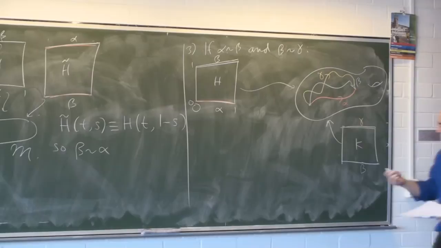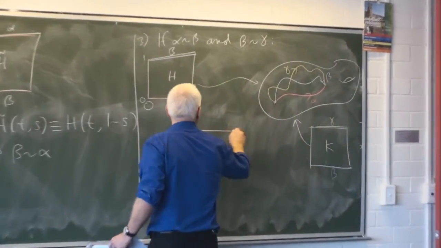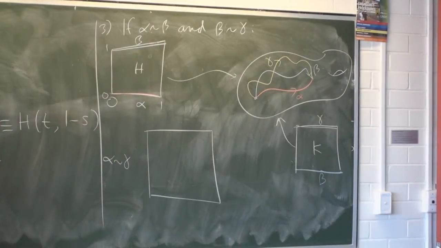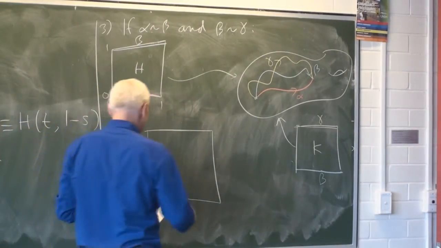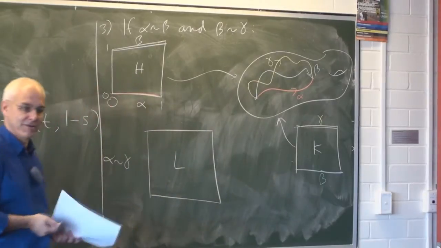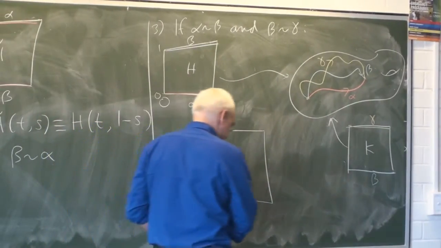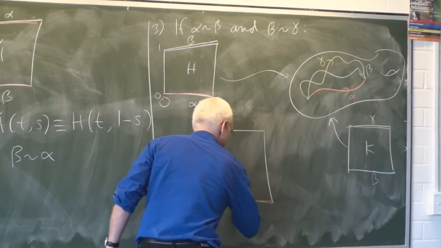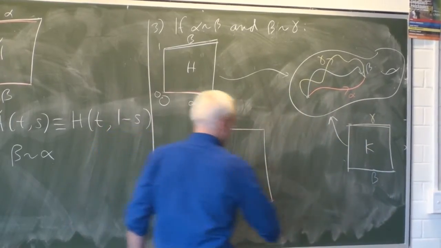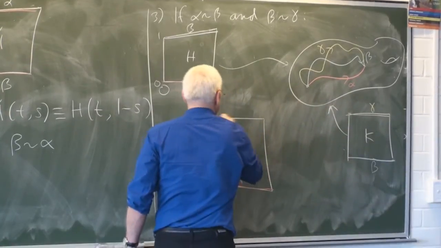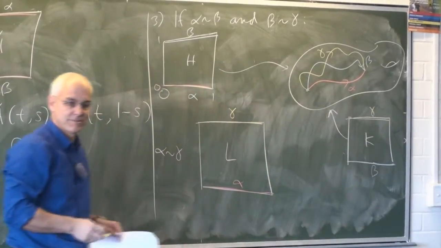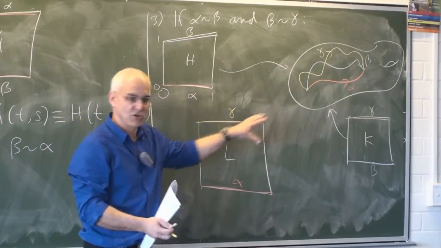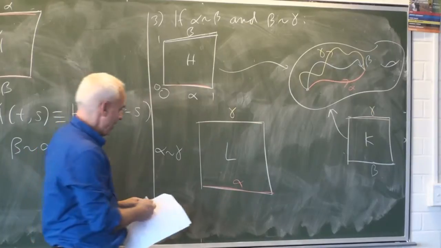And what do we want? We want to prove that alpha is homotopic to gamma. And what does that mean? Well, that means that we have to cook up a new homotopy, let's call it L, that starts at the bottom with alpha and ends at the top with gamma. And so what we do is we combine these two homotopies judiciously.